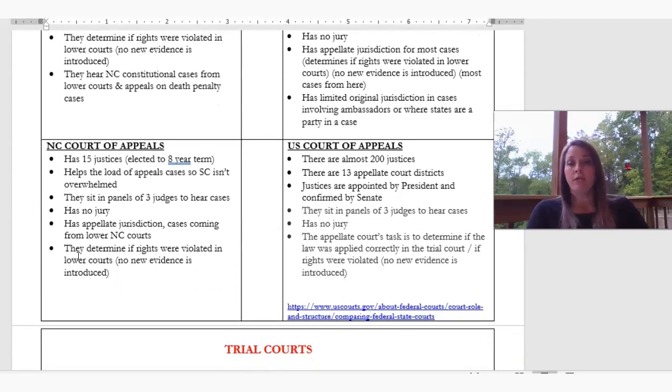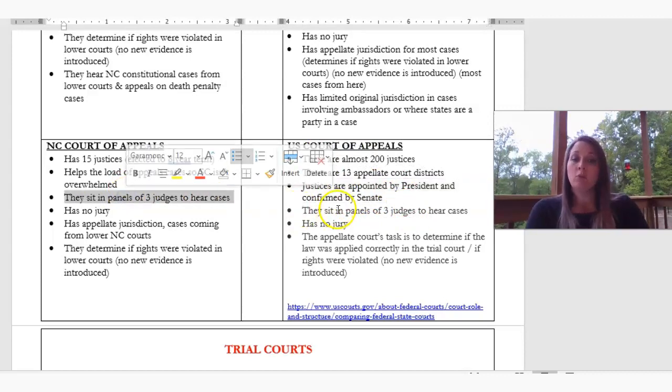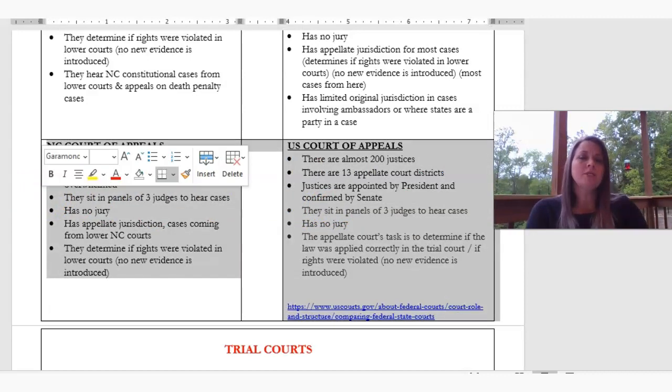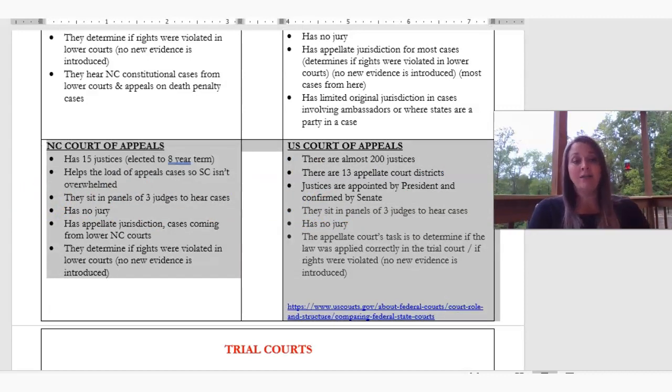So for the appeals courts for North Carolina, they have 15 justices also elected by citizens for 8-year terms, where in the U.S. Court of Appeals, these justices, again, appointed by the President, confirmed by the Senate, they serve for life. Both of them sit in panels of 3 judges to hear cases. Have you noticed that there is a pattern of having an odd number of judges here? Why do you think that is? Hopefully you're thinking about coming to a possible tie, that there's less of a way you could come to a tie if there's an odd number of judges. So that means the majority rule would fall on the side of either the plaintiff, defendant, or prosecution and defendant.